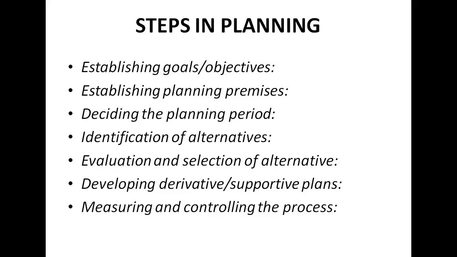The third point is deciding the planning period. Once the long-term objectives and planning premises are decided, the next task is to decide the period of the plan. Some plans are made for a year, and others for decades. Companies generally base their period on a future that can reasonably be anticipated.